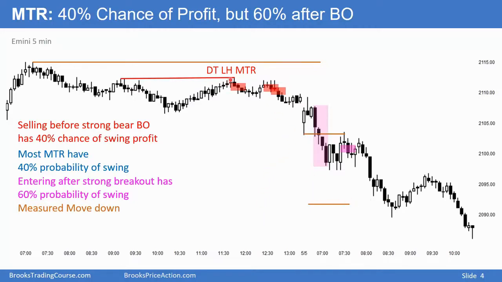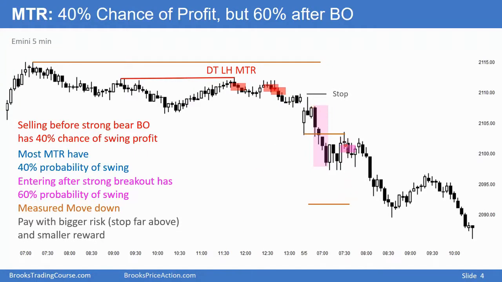You could have used this high for the measured move. So this high to this gap, and it would have been here. You can see some bears took profits there, or you could use the entire top of the bear trend. If it falls below the first target, you have to look at other targets. It fell below the second target as well, using the top of the bull trend and the gap.